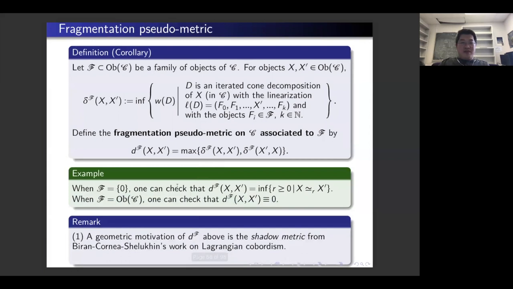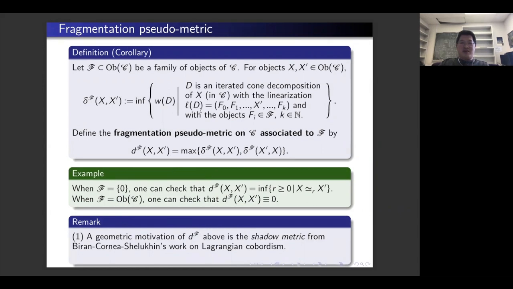Okay, now, right. So a geometric motivation of this DF is that you see it comes from cone decomposition, right? And it's a shadow metric from the Biran, Cornea, Shelukhin work. It also comes from a cone decomposition, but in a slightly more geometric way.